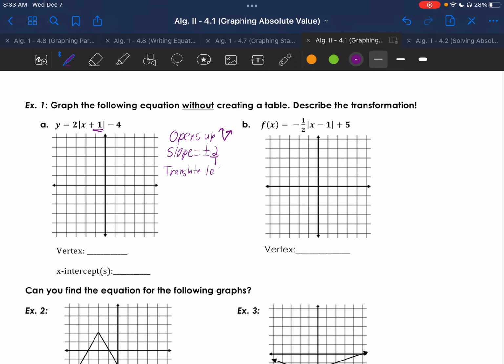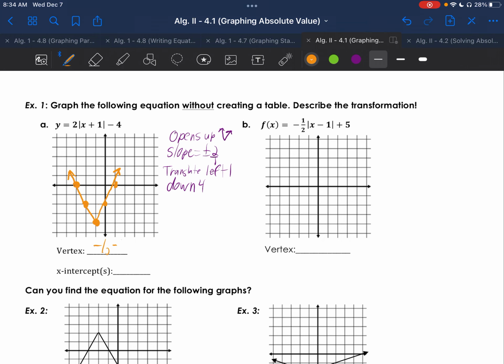The plus 1 means that we translate left 1 because it's the opposite. The minus 4 means that we translate down 4. So now we can go ahead and graph these. And instead of our vertex starting at 0, 0, it's going to be left 1, down 4, aka negative 1, negative 4. And we said it does open up with a slope of 2 over 1. So we go up 2, right 1, or up 2, left 1 for a negative 2 slope for the left side. And connect them, draw the arrows.